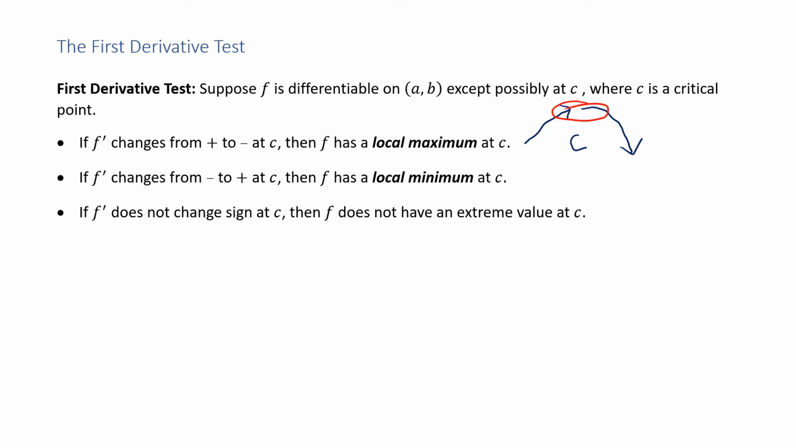Second bullet, if f prime changes from negative to positive at c, negative would mean that the graph is falling, and then it rises afterwards. We see that we have a local low point, so we say that f has a local minimum at c. If f prime does not change at c, then f does not have an extreme value at c.